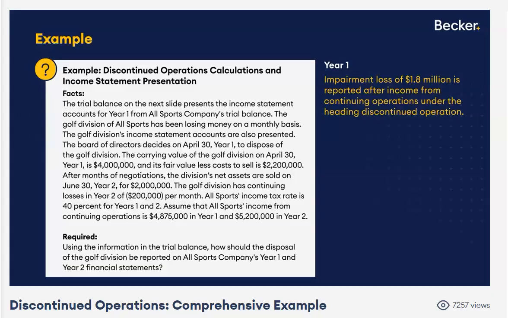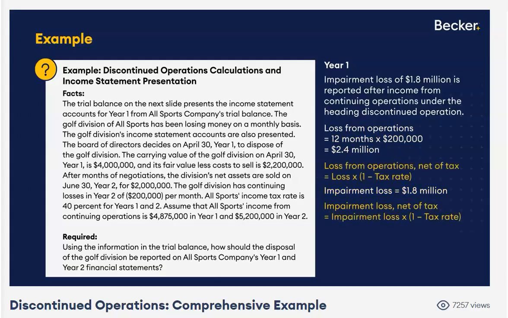And even though we adopted the plan on April 30th, from January 1 to December 31st, that's 12 months, we've been losing $200,000 a month. That's $2.4 million before tax. Loss on operations, okay? That will be reported under discontinued operations for year 1. So year 1, we're going to have the loss on operations before tax, 12 months times $200,000 a month, $2.4 million. And in year 1, we're going to have the impairment loss, the impairment loss, $1.8 million. Both of those are going to have to be multiplied by 1 minus the tax rate.